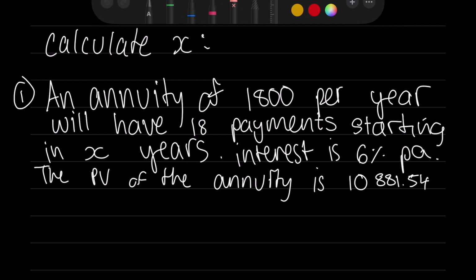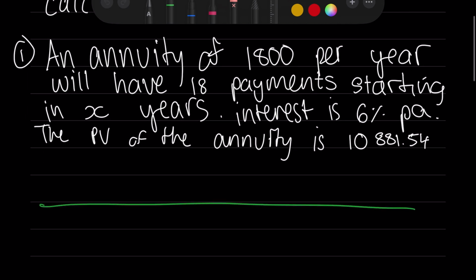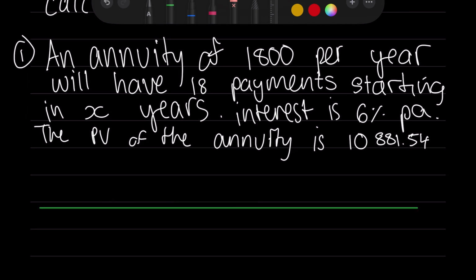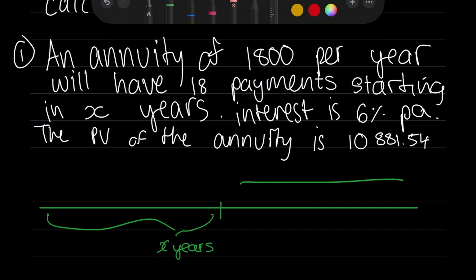So let's start with a nice timeline. Always a good place to start. I noticed that the payments are starting in X years, so this is deferred. So how I'm going to tackle this is I'll present value the stream of payments to this point, and then we can work out, because the present value, this 10,881, is here.